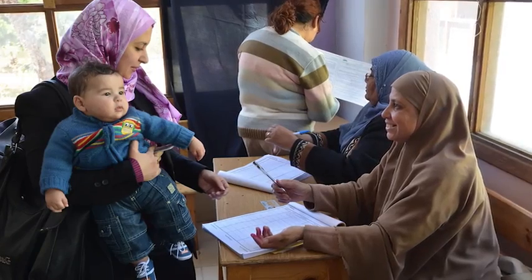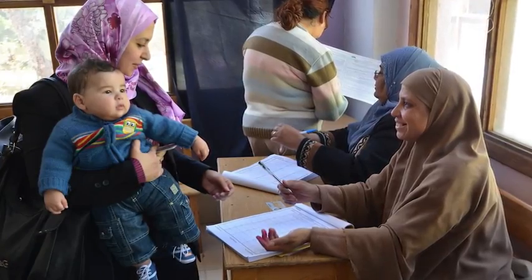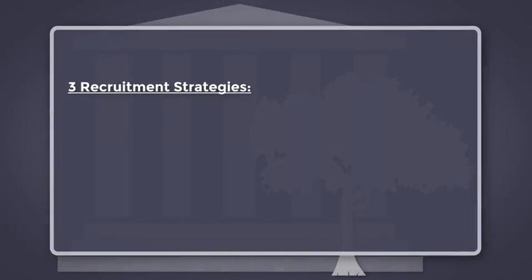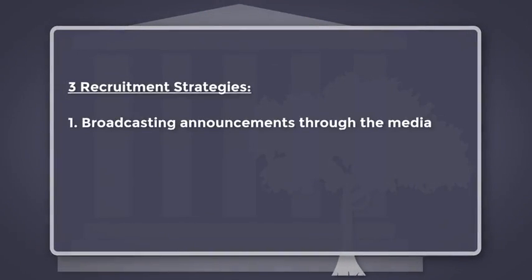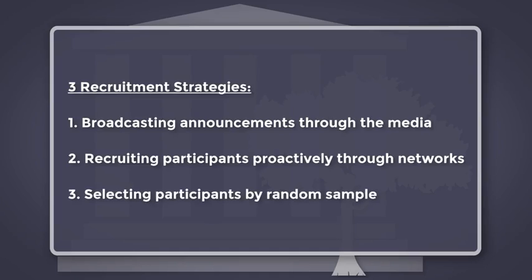Who participates is a central issue in public participation. To answer this question, participation leaders should examine who is affected by the issue, as well as the stakes involved for those who are affected. In general, the more people affected by an issue, and the more an issue deeply affects people, the more participant recruitment matters. There are three primary recruitment strategies which may be used alone or in combination: broadcasting announcements through the media, recruiting participants proactively through networks, and selecting participants by random sample.